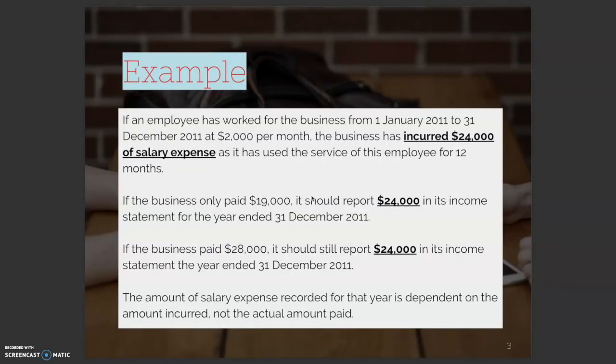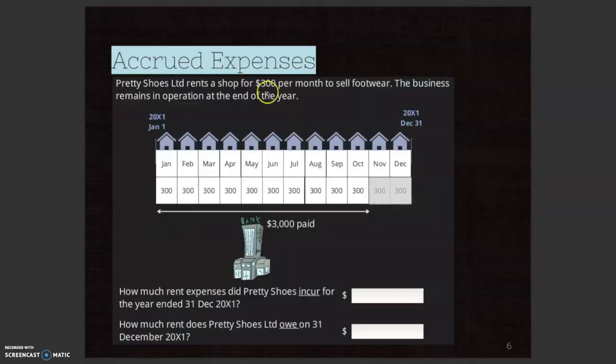Here is a very clear understanding of how this works. So suppose you have an employee that works for you. You are paying him $2,000 per month. You will have incurred $24,000. You get this by multiplying 2,000 with 12 months. Okay. Doesn't matter whether you pay 19K or 28K, you will still report 24,000 in your income statement. So here you can see that the amount of salary expense recorded for that year is dependent on the amount incurred, not the actual amount paid.